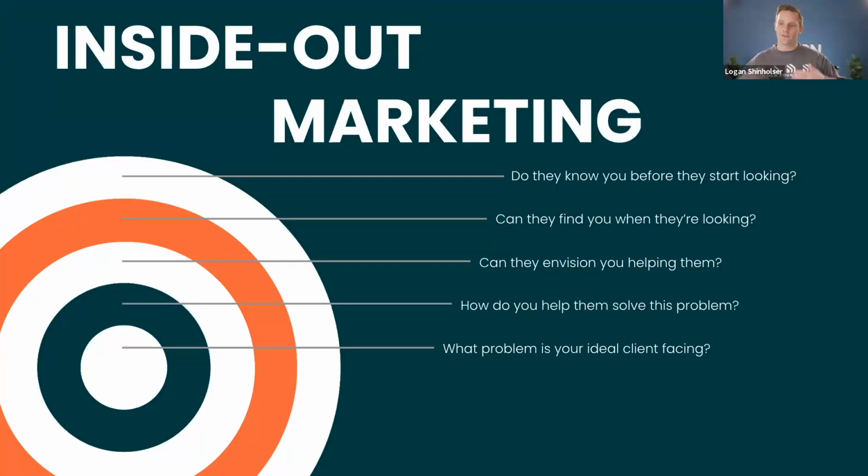So that is like the framework that we want to take today, where it starts off at, what problem is the ideal client facing? Then, how do you help them actually solve that problem? Then, once we lay that out, can they envision you specifically helping them, where they think like, oh, this is the actual remodeling company for me? Then it goes into, if they're looking for someone like you, are they able to find you? And then lastly, and this is like the cherry on top, this is what branding really is, do they know you before they even start looking?